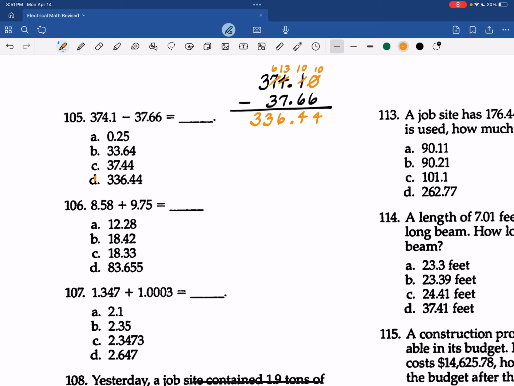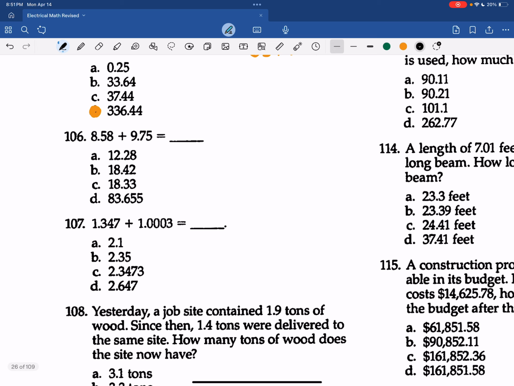336, 44/100. Don't go wild borrowing or it'll get you all mixed up. 8, 58/100. 9, 75/100 is 18, 33/100.